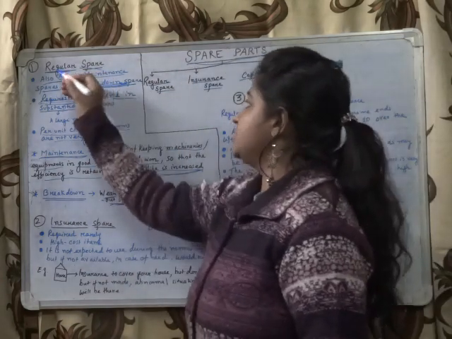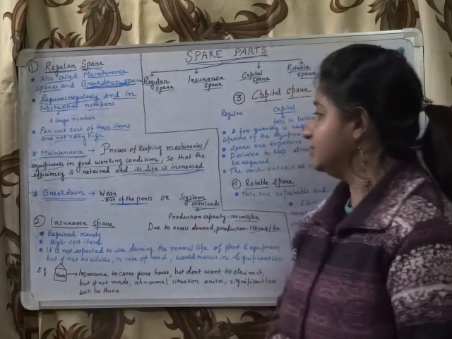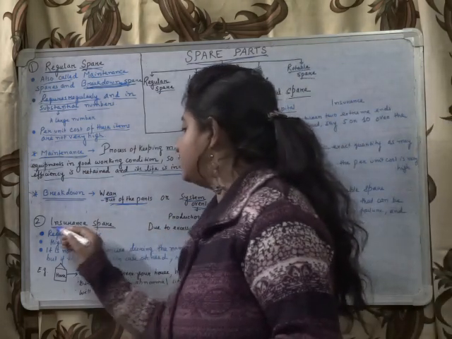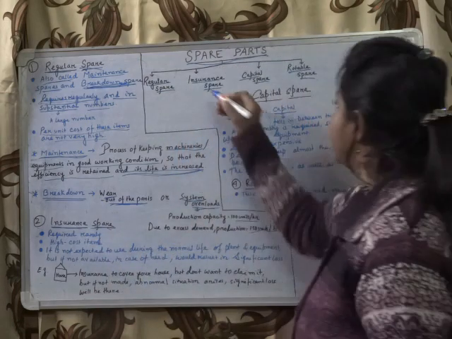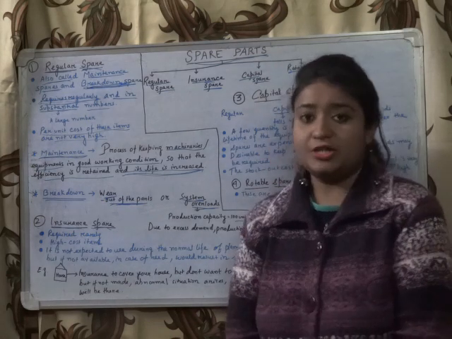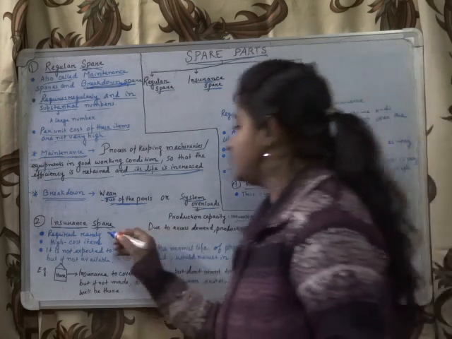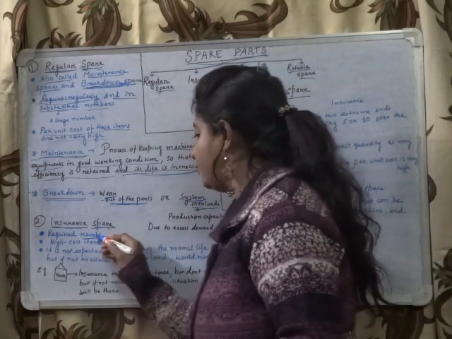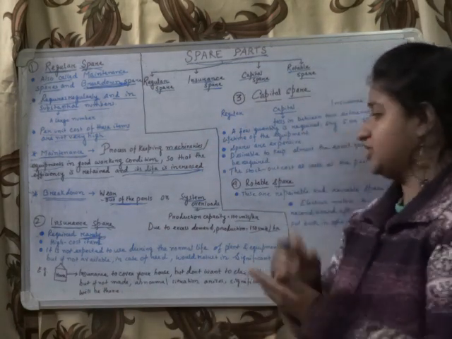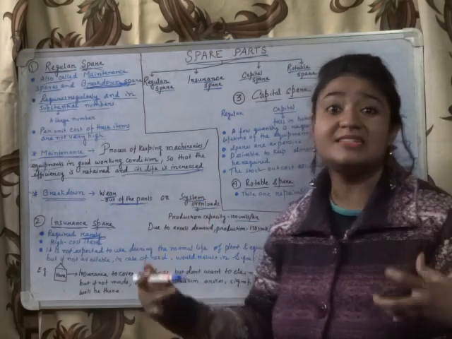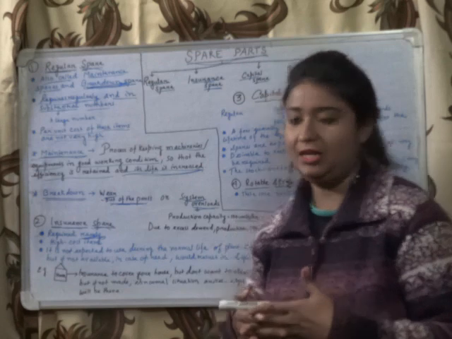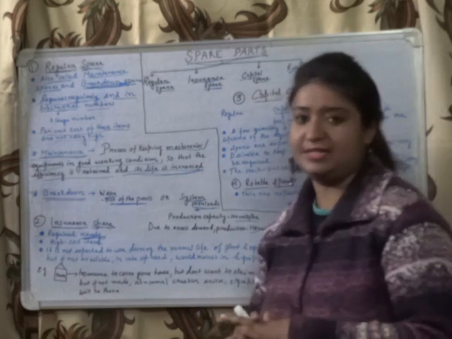Now, the regular spare, we have completed it. Next, we are going towards the insurance spare. Number 2, insurance spare. So let's see what it is. First of all, insurance spares are required rarely, not regularly, just the opposite. They are required very rarely. First, I will give you one practical example, so that you can understand the whole fact very easily. So let's take a layman example, right?